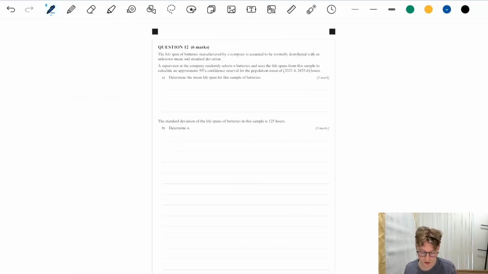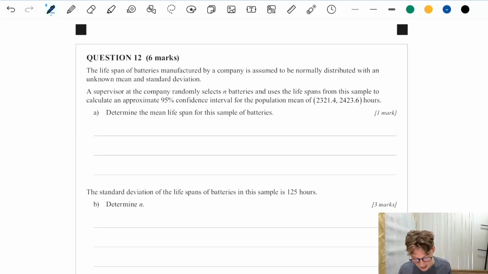I come across here to question 12. The lifespan of batteries manufactured by a company is assumed to be normally distributed with an unknown mean and standard deviation. A supervisor at the company randomly selects n batteries and uses the lifespans from this sample to calculate an approximate 95% confidence interval for the population mean of 2,321.4, 2,423.6. Determine the mean lifespan of this sample of batteries.